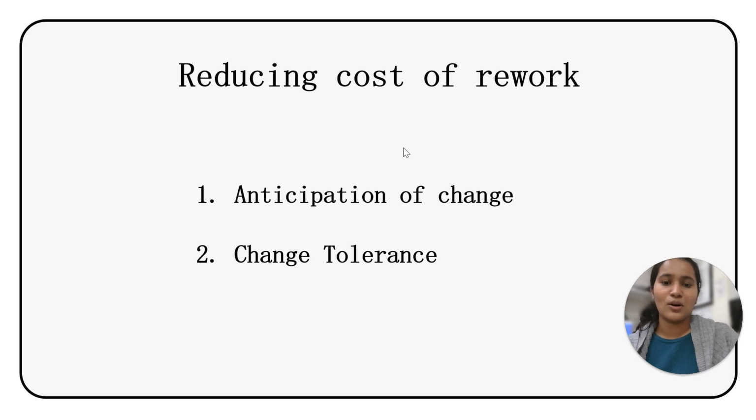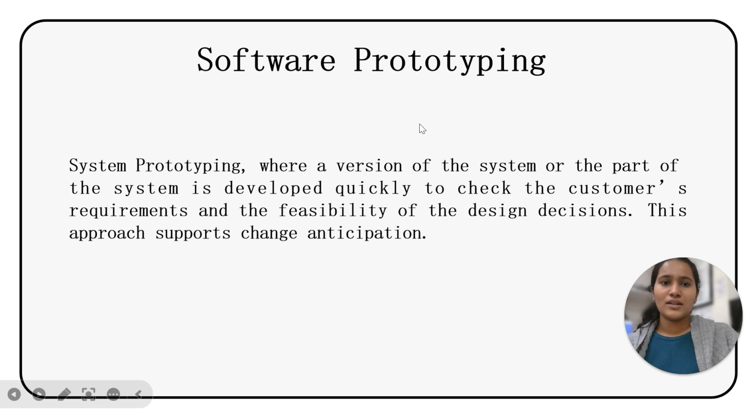Now comes, what is software prototyping? Software prototyping is when a version of the system or a part of the system is developed quickly to check the customer's requirements and the feasibility of the design decisions. This approach supports change anticipation, which we have discussed in the previous slide. A prototype is an initial version of a system used to demonstrate concepts and try out design options.